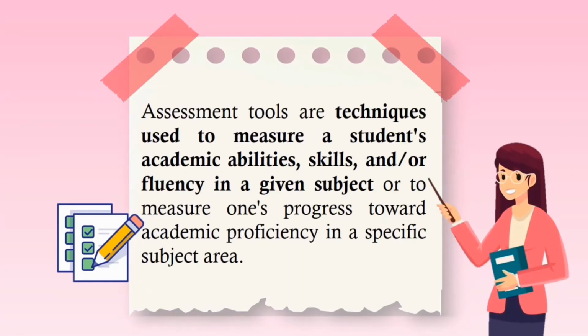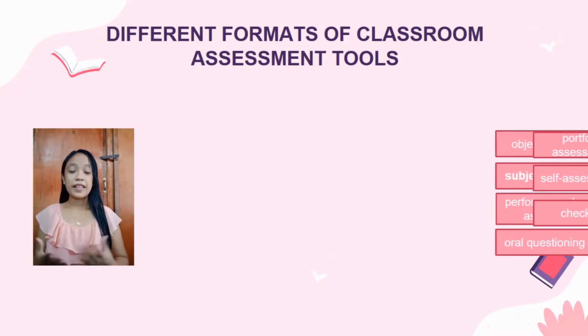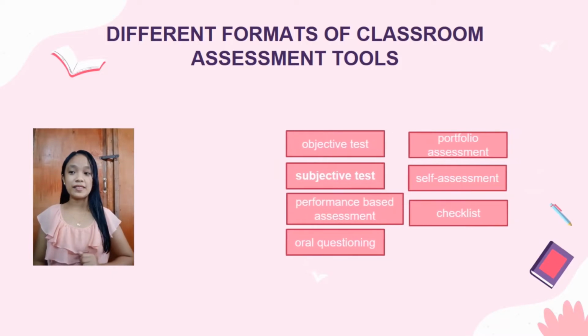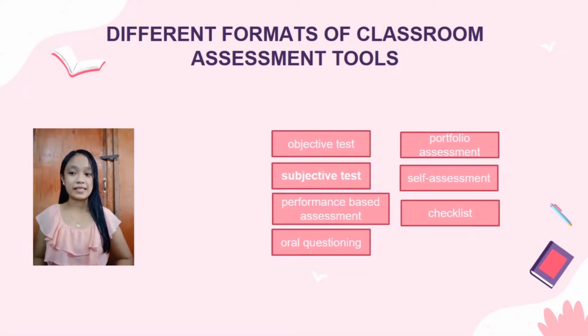Assessment tools are techniques used to measure a student's academic abilities, skills, and fluency in a given subject, or to measure one's progress toward academic proficiency in a specific subject area. There are different types of assessing the performance of students. We have objective tests, subjective tests, performance-based assessment, oral questioning, portfolio assessment, self-assessment, and checklist. Each has its own function and use. The type of assessment tool should always be appropriate to the objective of the lesson.